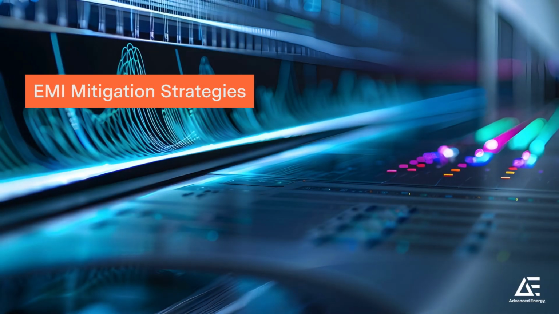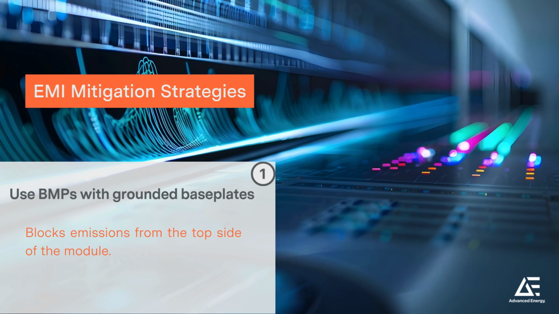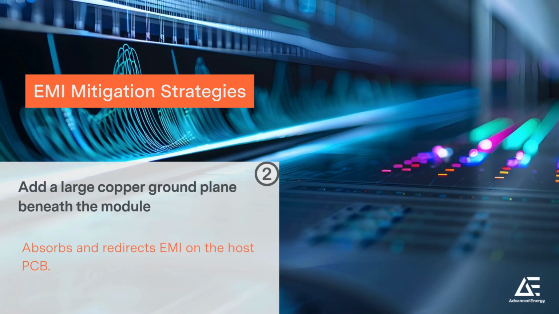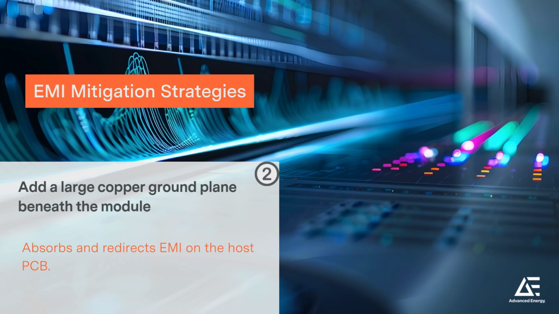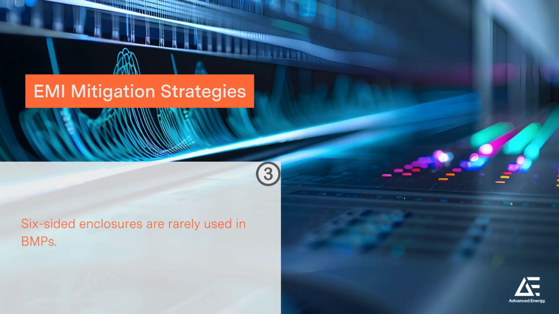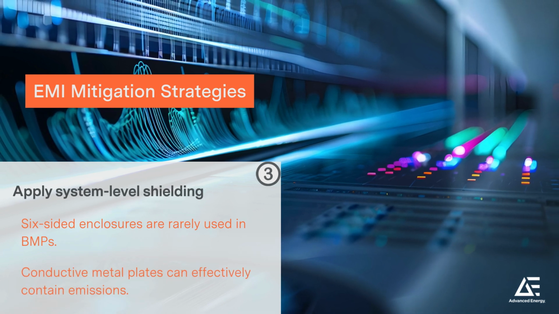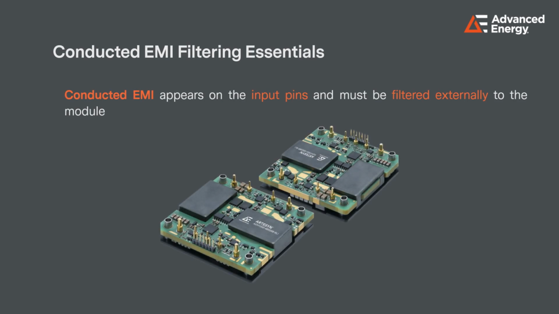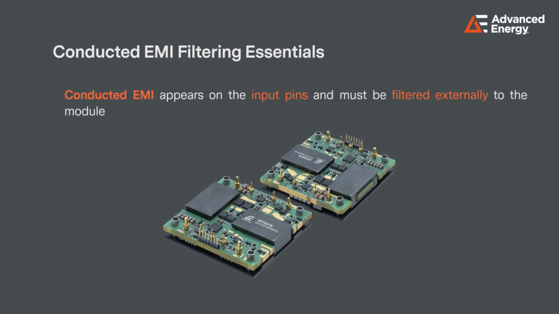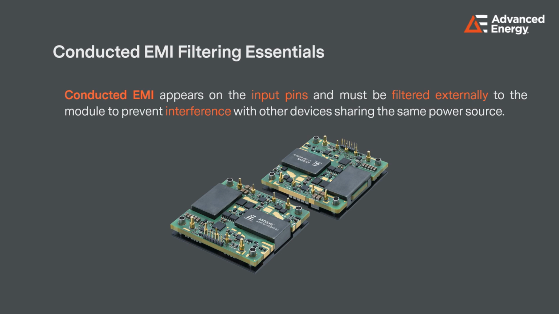To reduce radiated EMI, use BMPs with grounded baseplates to block emissions from the top. Add a large copper ground plane beneath the module on the host PCB to absorb and redirect EMI. While six-sided metal enclosures are seldom used in BMPs, system-level shielding components and kits can be used to contain emissions effectively. Conducted EMI appears on the input pins and must be filtered externally to the module to prevent interference affecting other devices sharing the same power source.